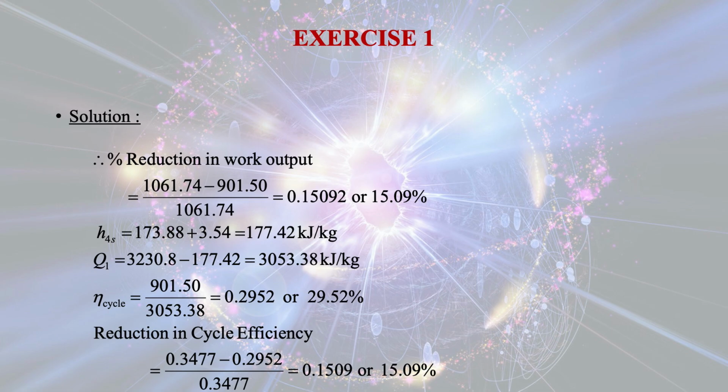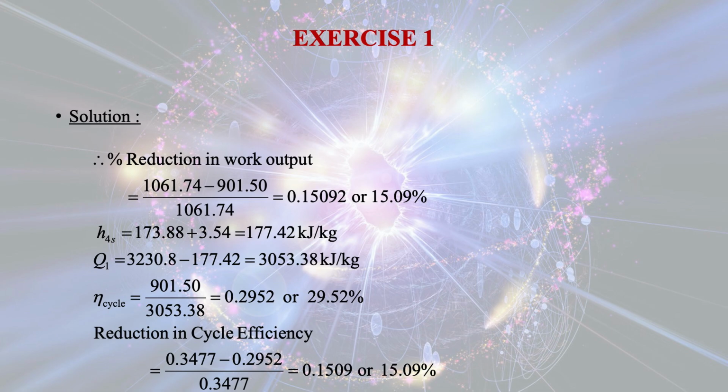and Q1 is equal to 3290 minus 177.42, that comes out to be 3053.38 kilojoule per kg, and eta cycle is equal to output by input, that is 901.50 whole divided by 3053.38, that comes out to be 0.2952 or 29.52%.